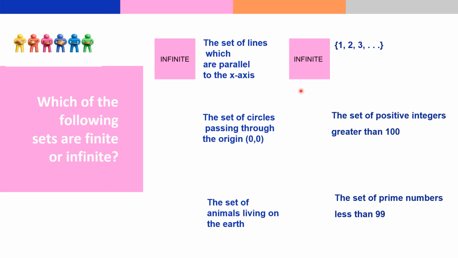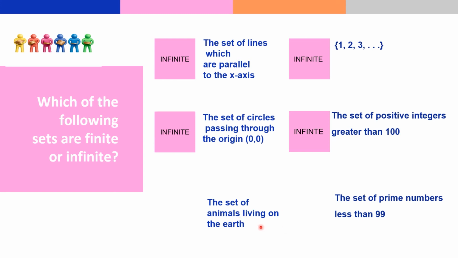Okay. Your third question, set of circles passing through the origin (0, 0). (0, 0) should be one of the points on the circle. How many circles can I draw like that? Too many circles I can draw. Yes. So with (0, 0) as one of the points of a circle, I can draw infinitely many circles. So the given example is an infinite set. Your next question, set of positive integers greater than 100. After 100, how many positive integers can I write? Again, infinitely many positive integers I can write. It will be going on like 101, 102, 103, going on. So it is an infinite set.